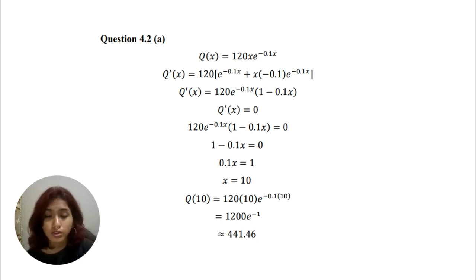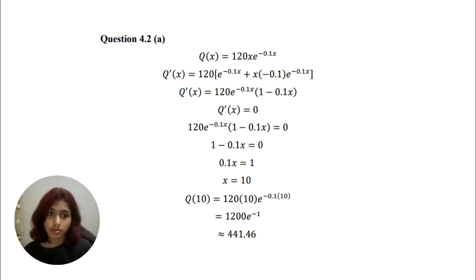Firstly, we have to differentiate the function using the product rule because the equation contains two functions multiplied together. After differentiation, we get Q prime of x equals 120e to the power of negative 0.1x multiplied by (1 minus 0.1x).